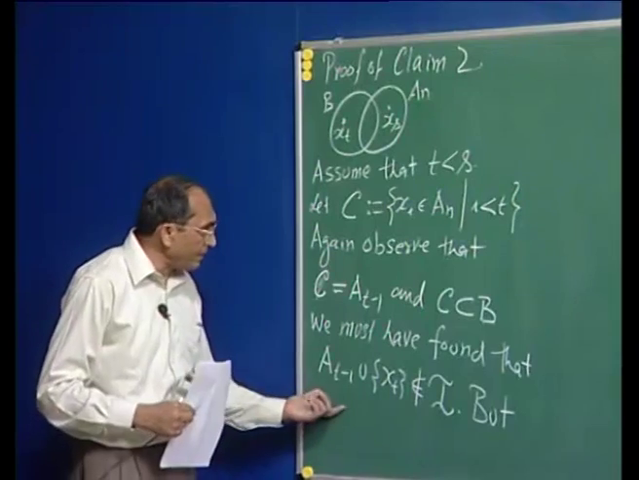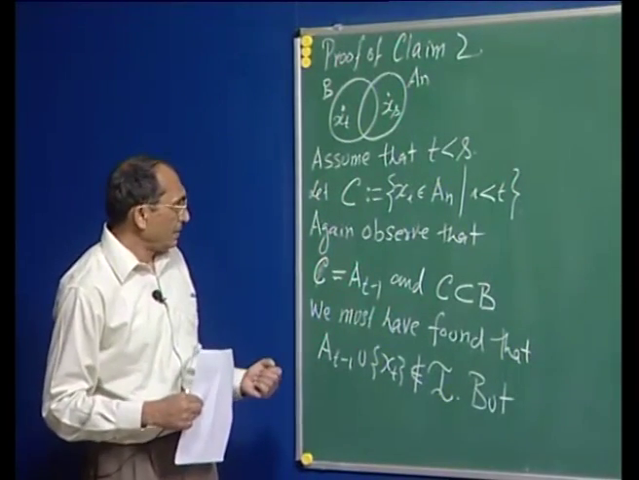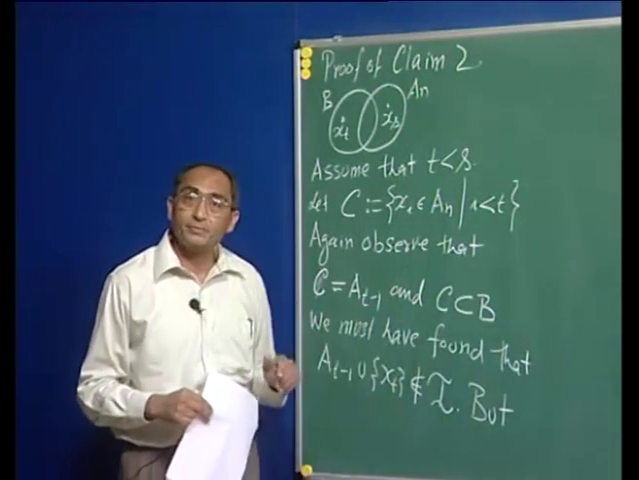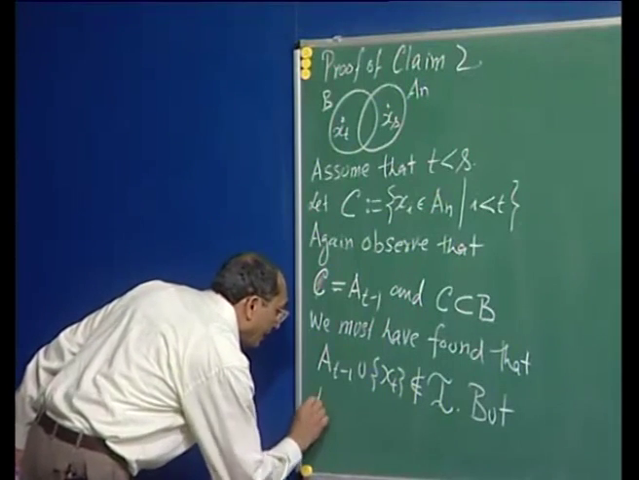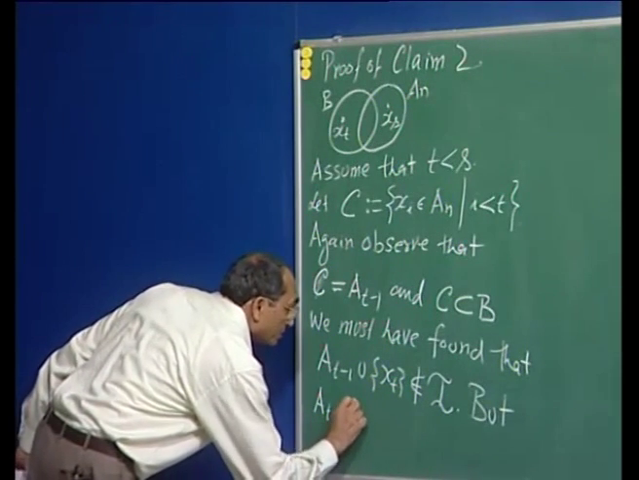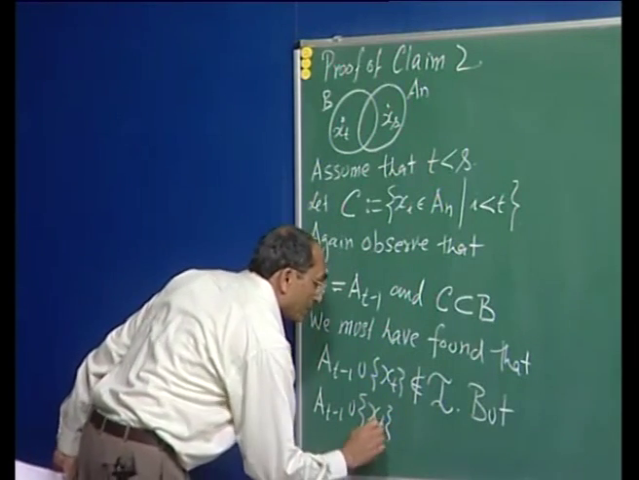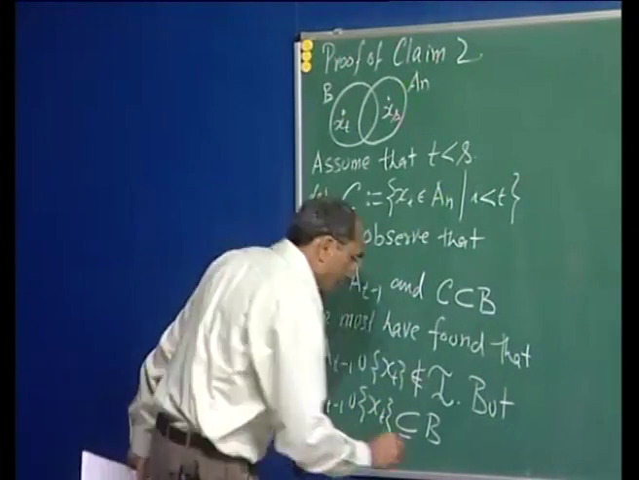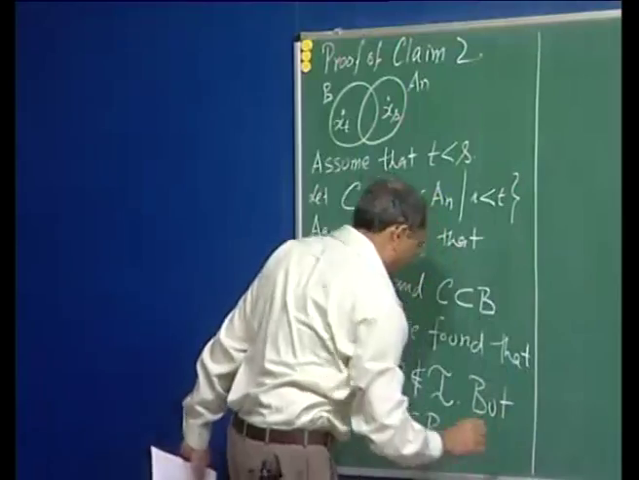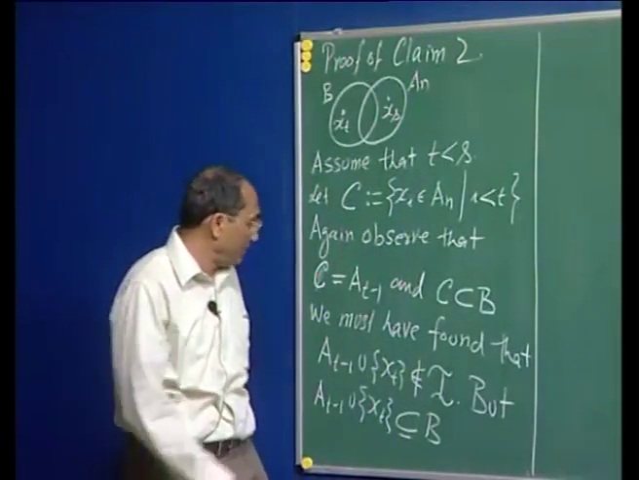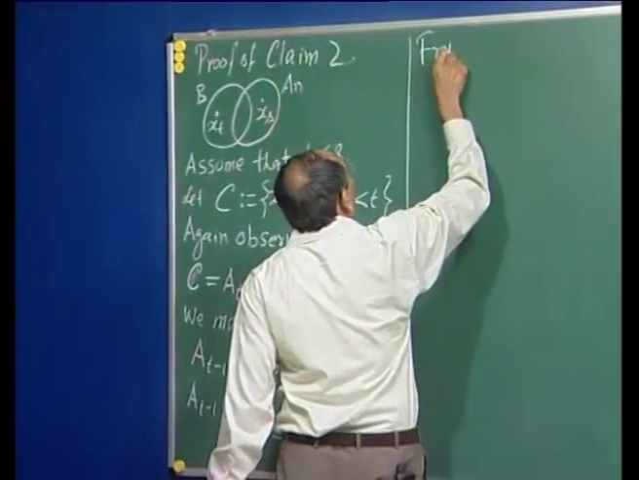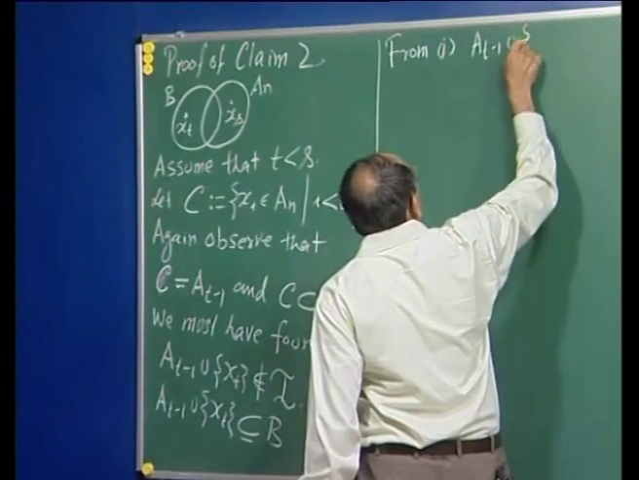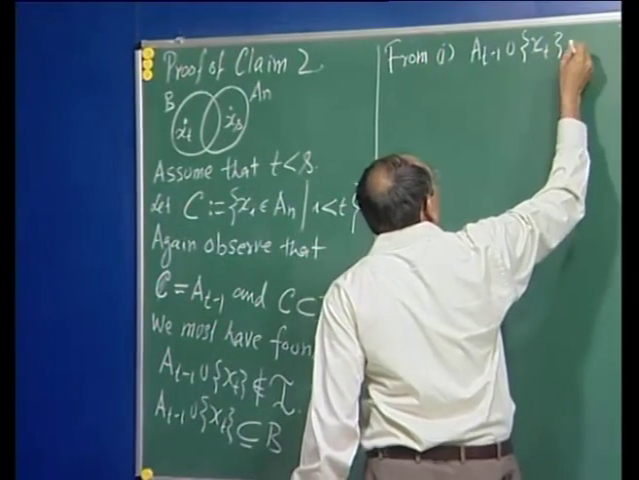what we notice is that A t minus 1 is in B. We also notice that x t is also in B. So, we notice that A t minus 1 union x t is a subset of B, and from the first condition of matroids, from condition 1, A t minus 1 union x t must belong to I.